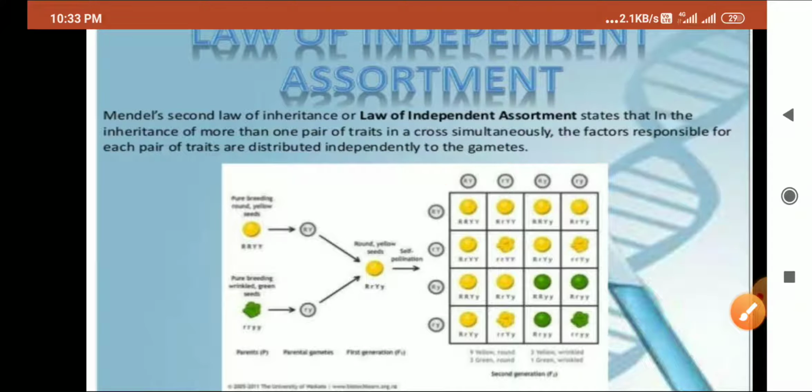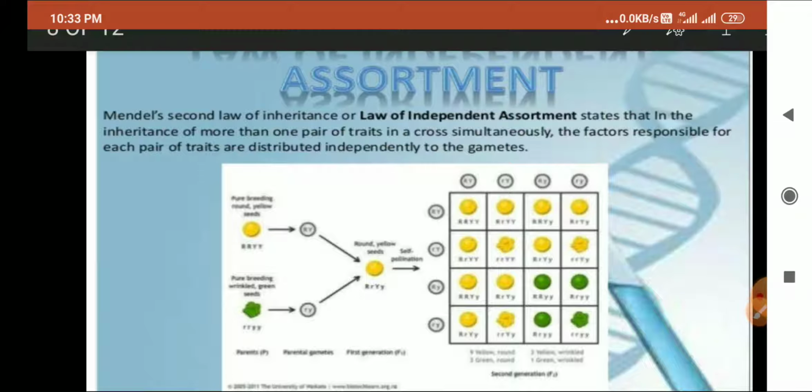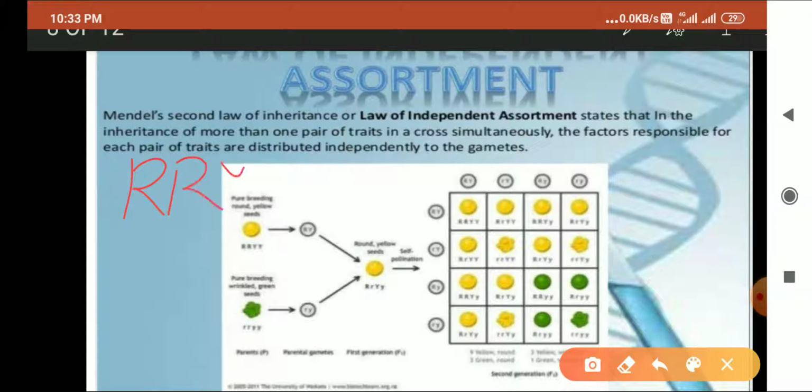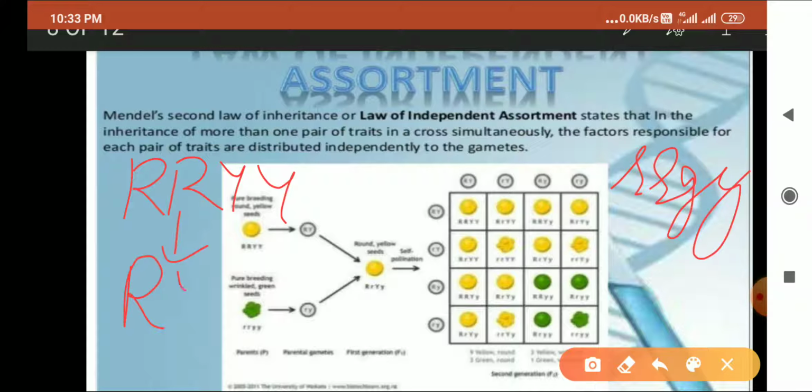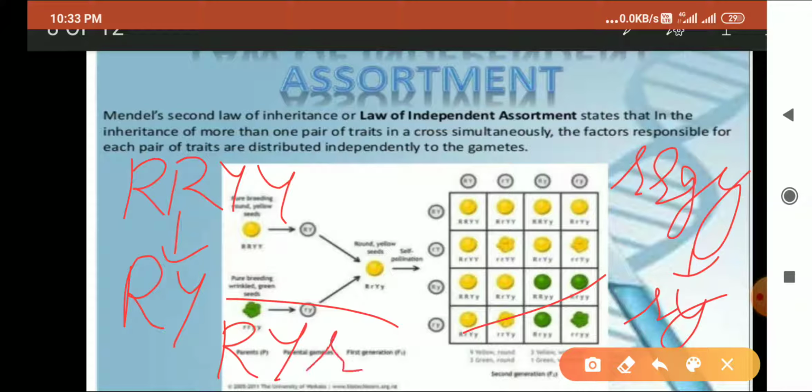So what did he find? He represented this as capital R, capital Y, and small r, small y. So from here the gametes will be capital R, capital Y, and the gametes will be small r, small y. On hybridization we have capital R, capital Y, small r, small y.